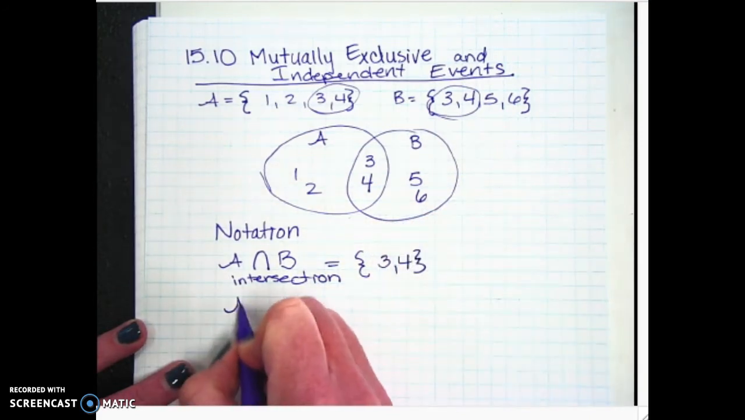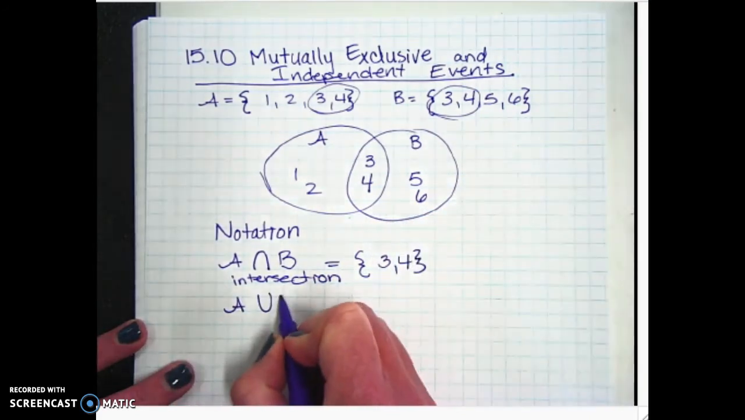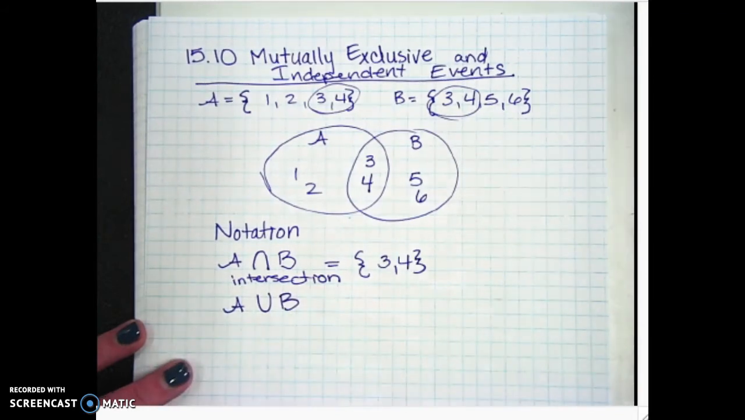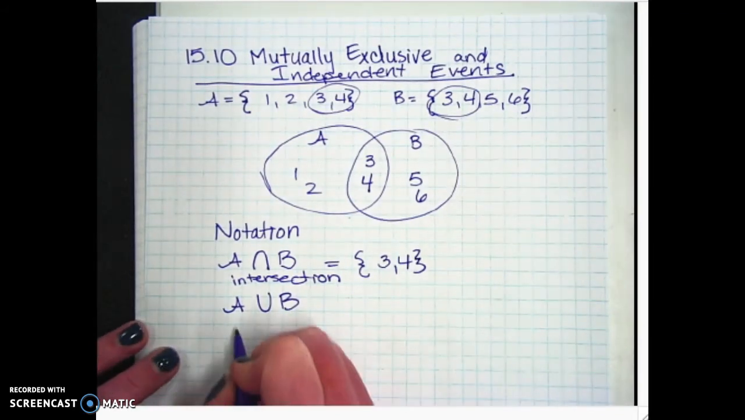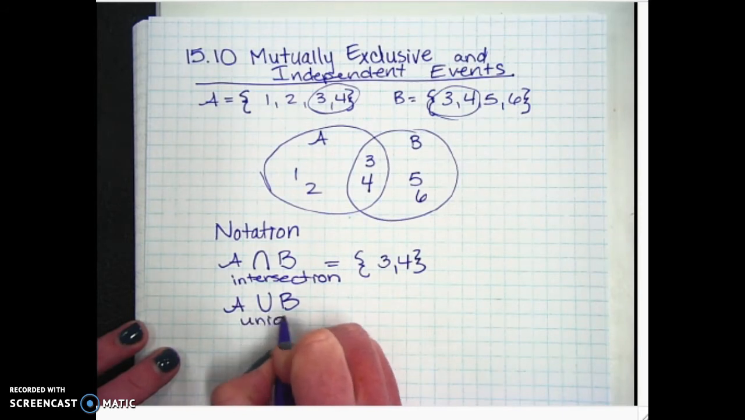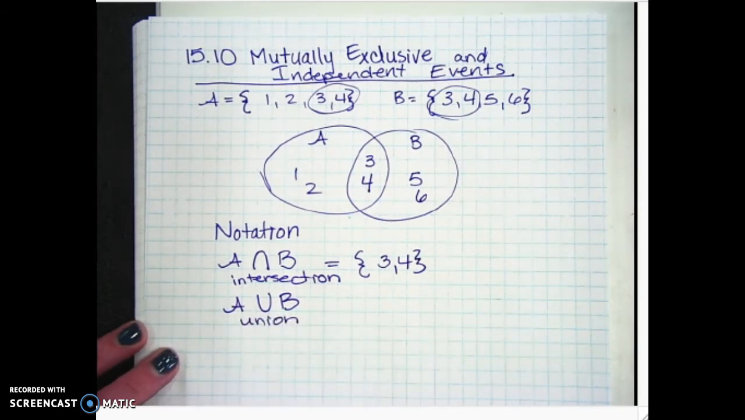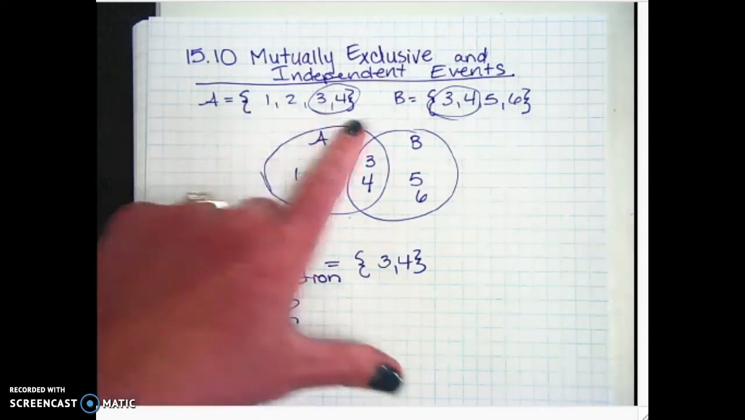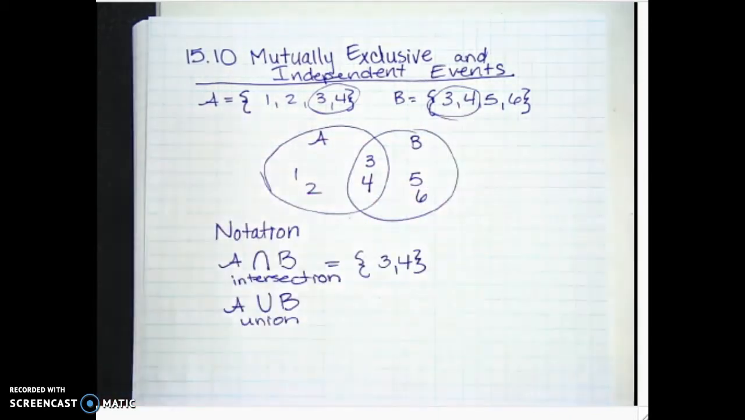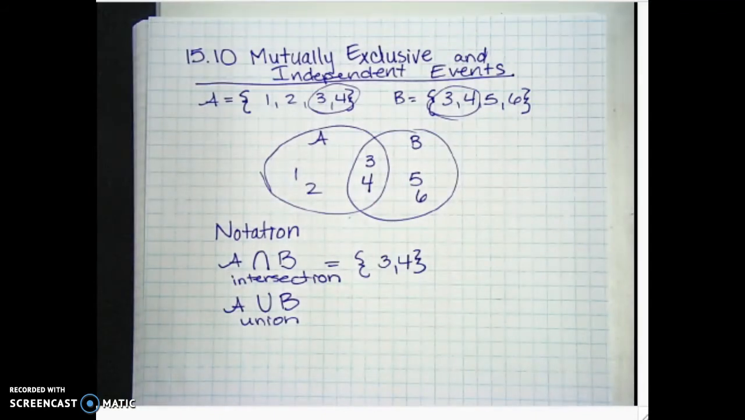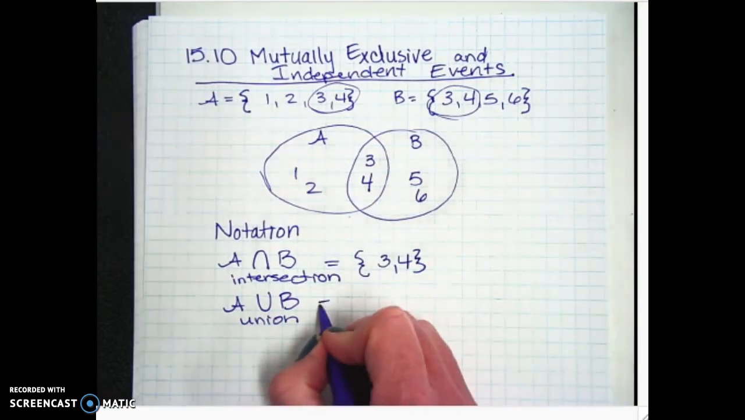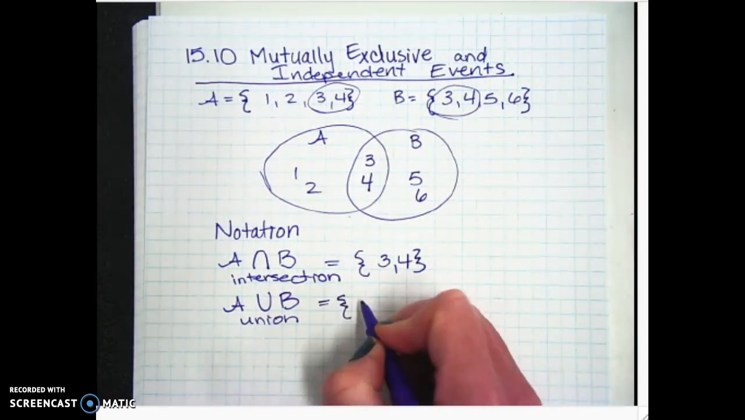Versus if you have A with the U going up. Does anybody know what that one's called? Union, yeah, starts with U. So union is going to be everything that's in both of them, right? And even though 3 and 4 is listed in both of them, you don't have to list them twice. If you did, it would just be extra work for you. It's not like you would get it wrong, but you would just say their union is 1, 2, 3, 4, 5, 6.